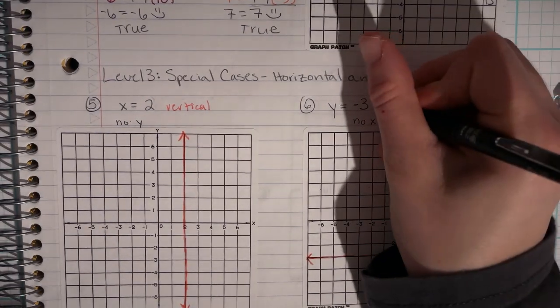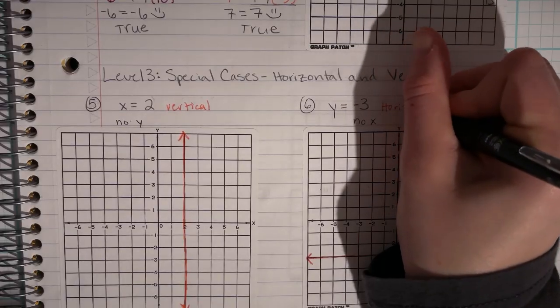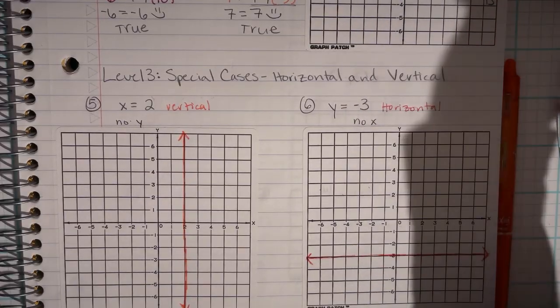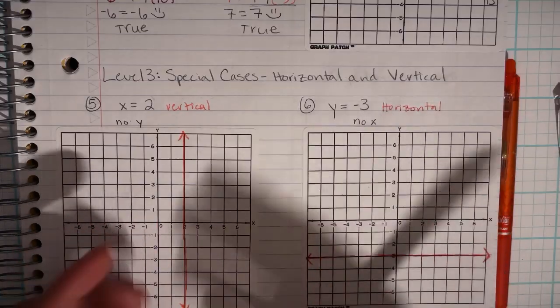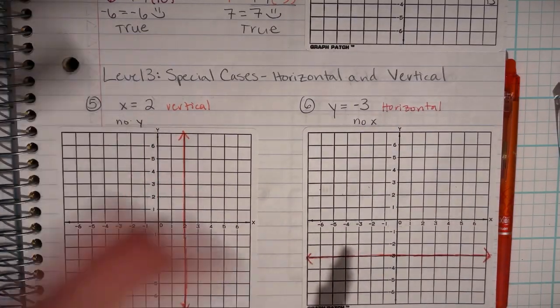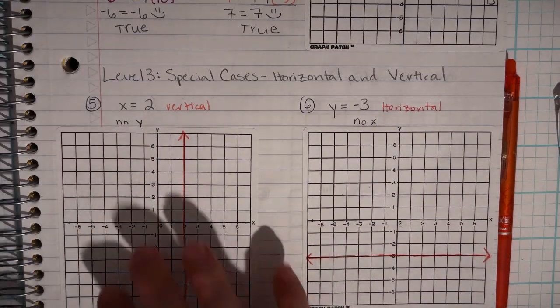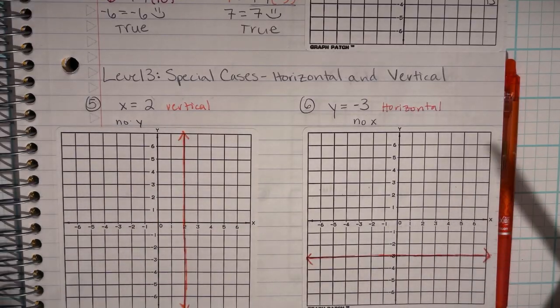All right, so this is one of those horizontal ones. Some people call it a zero slope, which is also fine, right? Because there is no slope. This one would be undefined because you don't even got the y going on. All right, but I like to call them vertical and horizontal. It's a little bit easier.